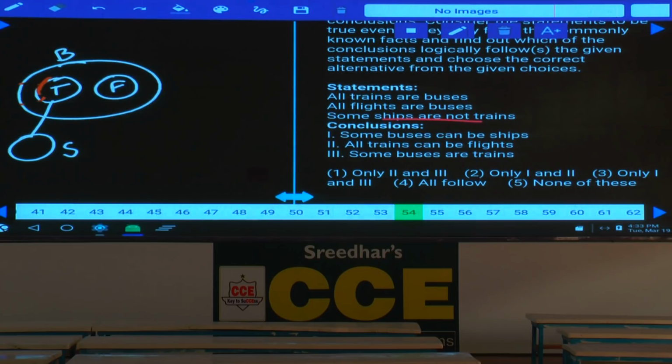Then first one is what? First one is a possibility. Second one is again a possibility. Third one, some buses are trains. Some buses are trains, true or not? Yes, it is definitely true. Some buses are trains is definitely true.